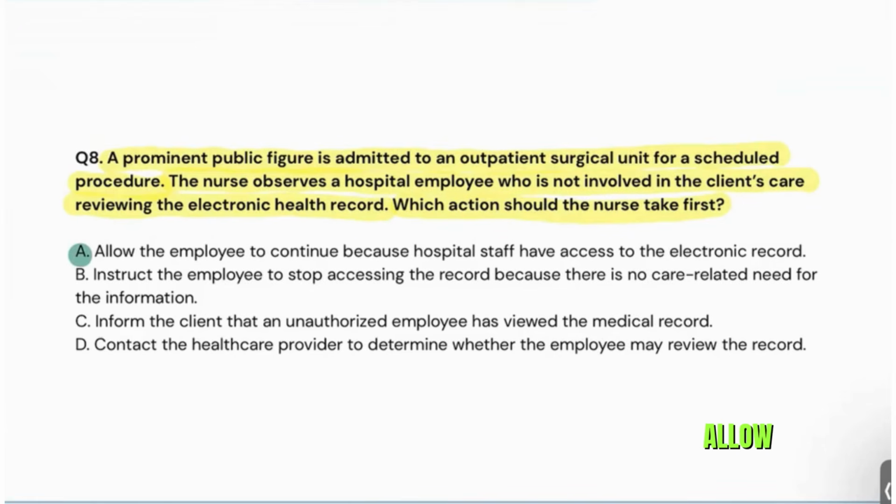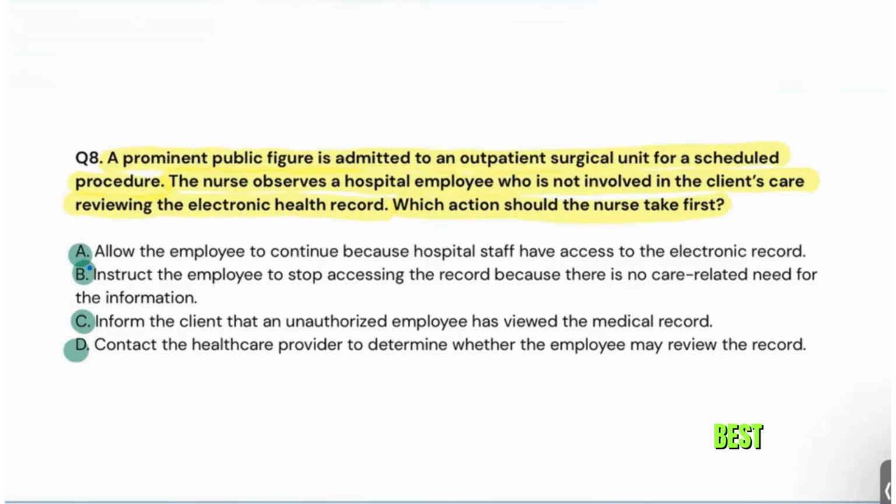Is it A, allow the employee to continue because hospital staff have access to the electronic record? Letter B, instruct the employee to stop accessing the record because there is no care-related need for the information. Letter C, inform the client that an authorized employee has reviewed the medical record. And letter D, contact the healthcare provider to determine whether the employee may review the record. Again, pause the video and review the choices.